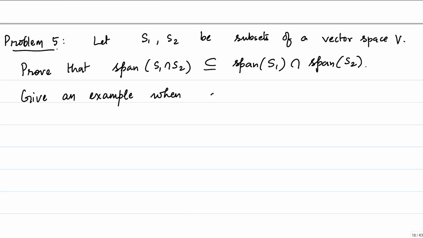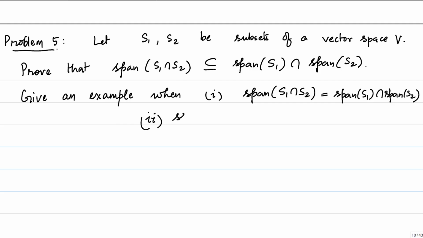When 1, the span of S1 intersected with S2 is equal to the span of S1 intersected with the span of S2, and 2, when the span of S1 intersected with S2 is a strict subset of the span of S1 intersected with the span of S2.